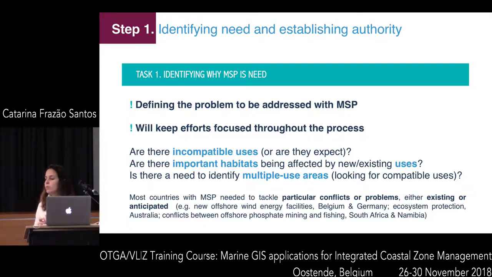Australia is one of the most known cases of marine spatial planning that is based on protection and conservation of ecosystems, goods and services. And for example, conflicts between offshore phosphate mining and fishing are leading to the development of MSP in South Africa and Namibia.